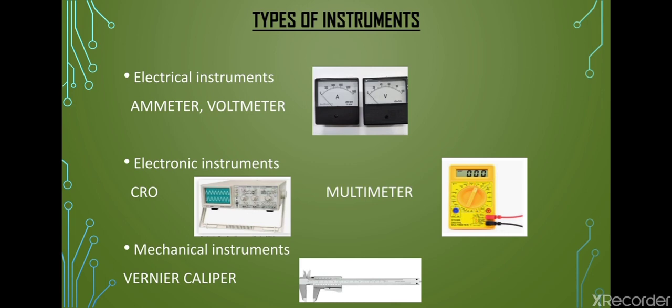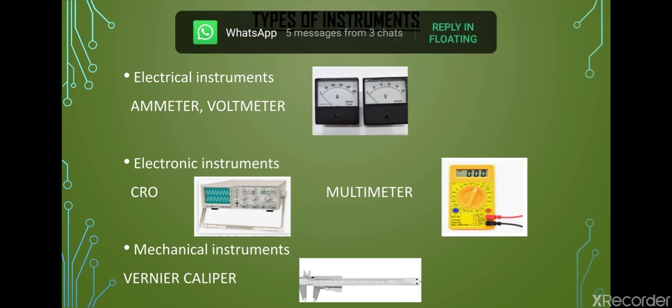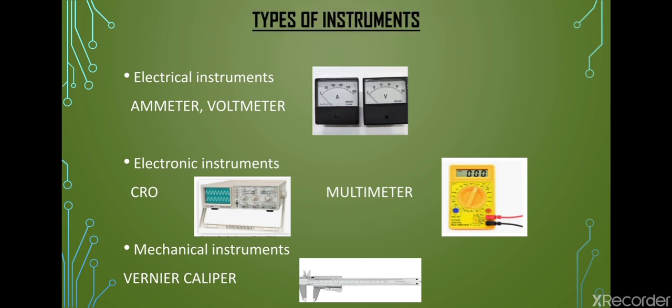First one is electrical instrument. Second one is electronic instrument and third one is mechanical instruments. Electrical instruments measure electrical quantities. For example, voltmeter is used for measuring voltage and ammeter is used for measuring current. These are the pictures of voltmeter and ammeters.